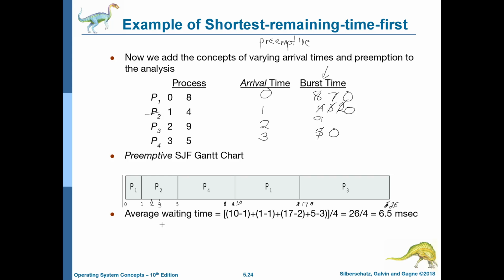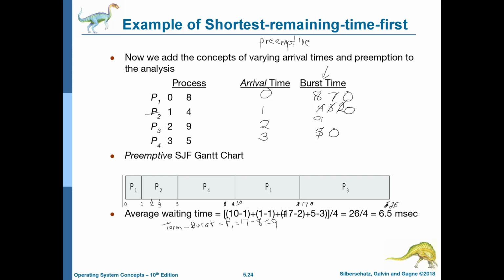Well, an easier way to calculate that wait time is actually to take the terminate time of that particular process and subtract from it the burst length. In this case, for process 1, its terminate time was 17. Its initial burst length was 8, which gives it a wait time of 9.